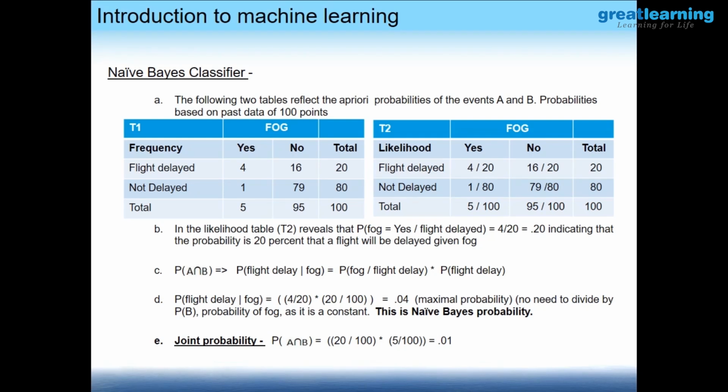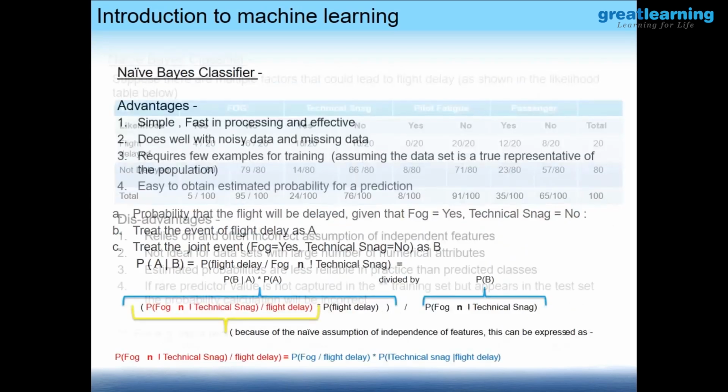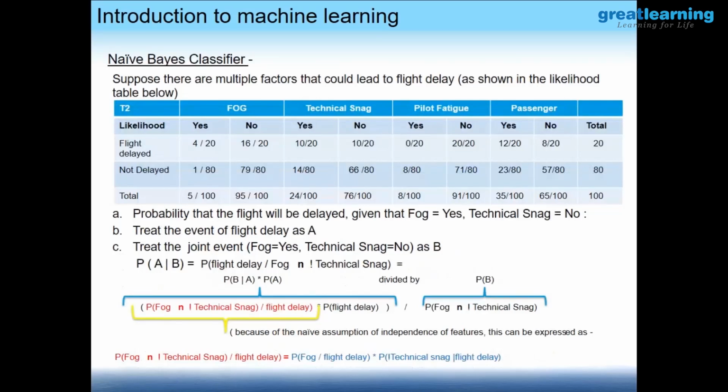We convert this into ratios: 4 by 20, 16 by 20, 1 by 80, 79 by 80. We convert into ratios, the likelihood ratios. Now, once you convert into ratios, you can use any permutation combination to find the probability. This is what we have seen earlier. You can put those ratios over here and you see the calculations. What I want to show you is that I can extend this argument to include multiple parameters.